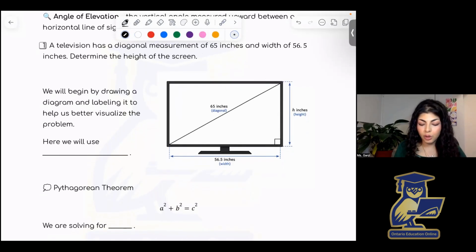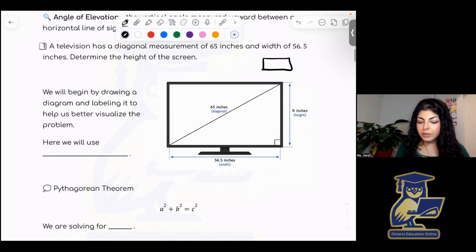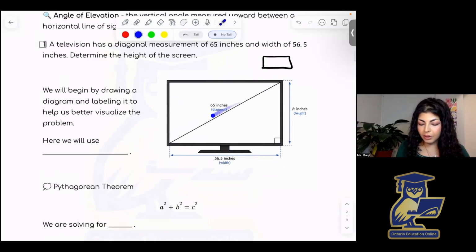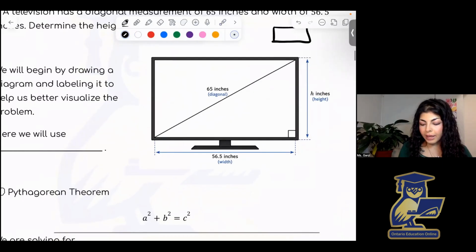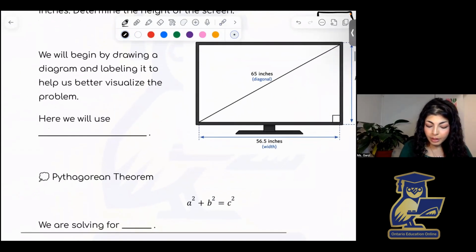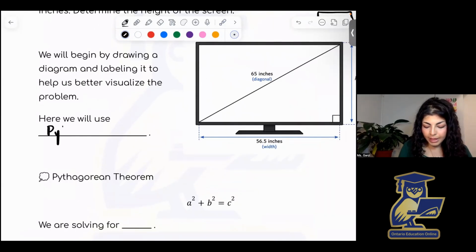And of course, when you're drawing your diagrams, you don't need to have the actual television. It is sufficient if you just draw a rectangle because you know the television is a rectangular shape. And so in this case, we have the diagonal as 65 inches. We have the width as 56.5 inches, and we want to determine the height. So here we have a right angle triangle because it is a rectangle. So then we are using the Pythagorean theorem.